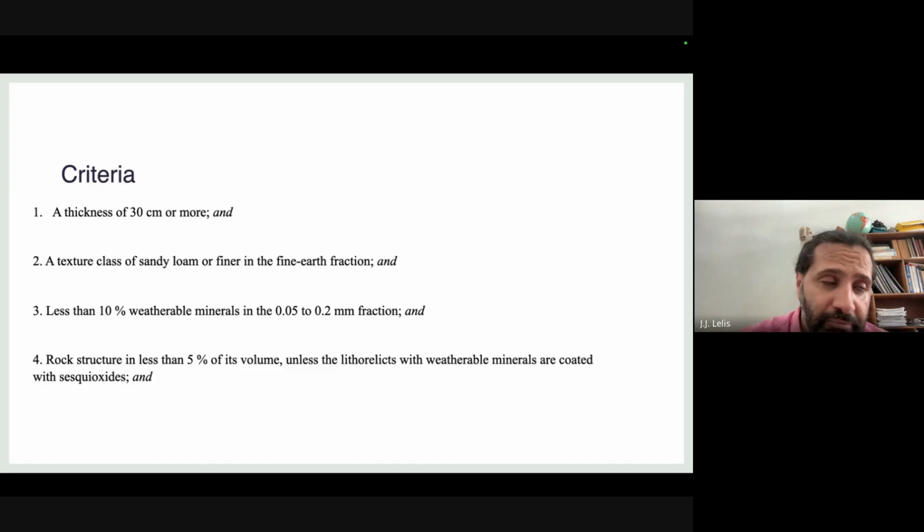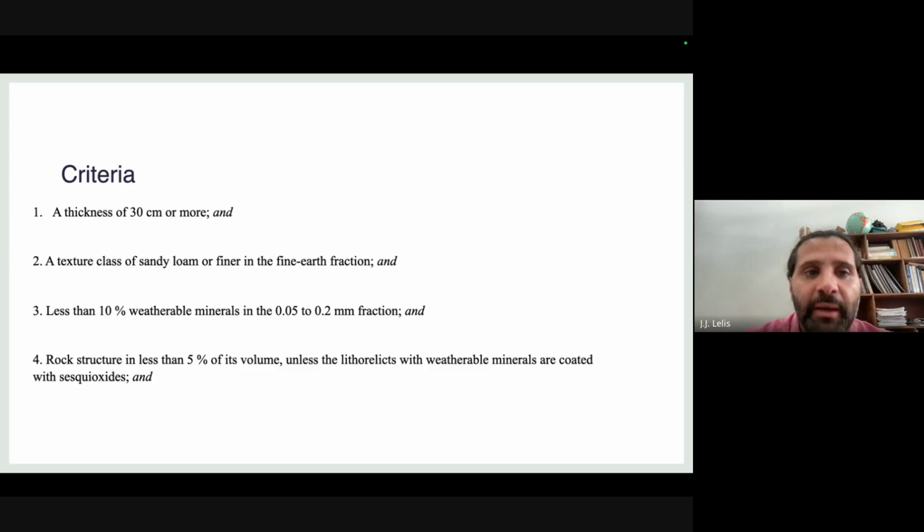Okay, and because we are saying that the oxic horizon also should register a strong chemical weathering, of course, the rock structure should not be present in a higher amount. So the rock structure should be less than 5% in volume, unless the little relics with weatherable minerals are coated with oxides, with iron oxides, for example. So I should not register a lot of pieces of rocks, unless these rocks are coated by iron oxides.